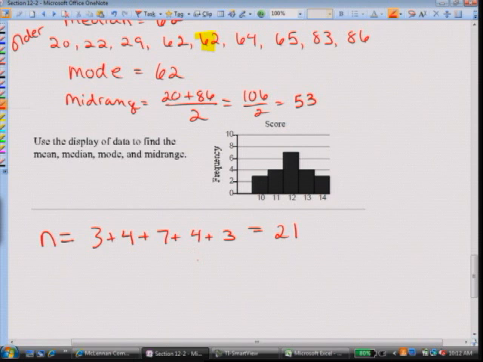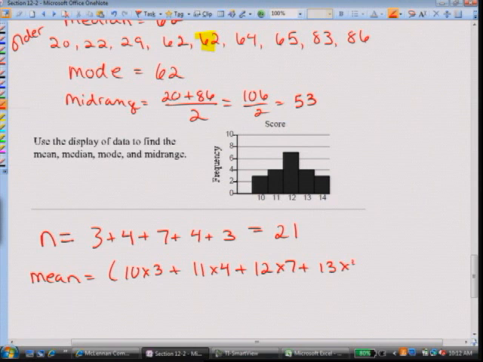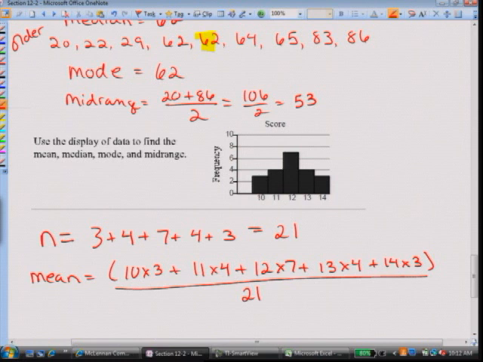And then your mean, then, you'll have to do the frequency formula to find the mean. You have 10, it occurs 3 times, so you'll do 10 times 3 plus 11 times 4 plus 12 times 7 plus 13 times 4 plus 14 times 3, and you divide that by the total number, which was 21. Okay, does that make sense, how we'll calculate? The other way you could calculate the mean is if you use the little computer, you're going to have to put 10 in 3 times, and 11 in 4 times, and 12 in 7 times. Right? Okay.